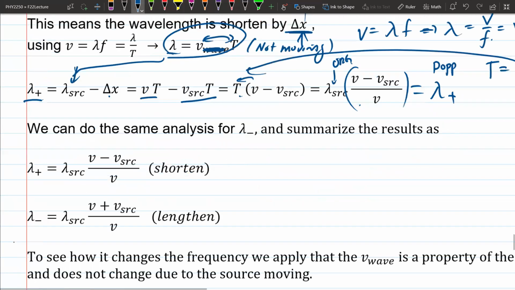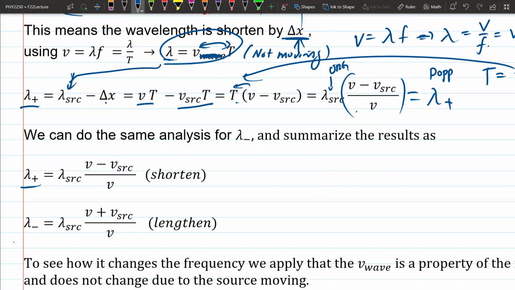So for things that are approaching you, the wavelength gets shortened. You can instantly tell it does get shortened here just mathematically, right? Because v minus v source. Let's say the speed of the sound is 350 meters per second. The source is 50 meters per second. This will be 300. The denominator is still 350. So this is always a number that's going to be smaller than 1. If you multiply by a number smaller than 1, you always get a smaller number, right?